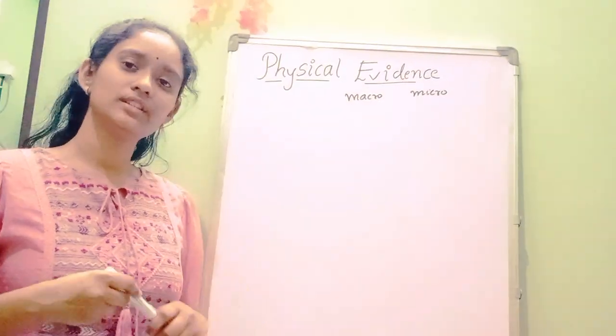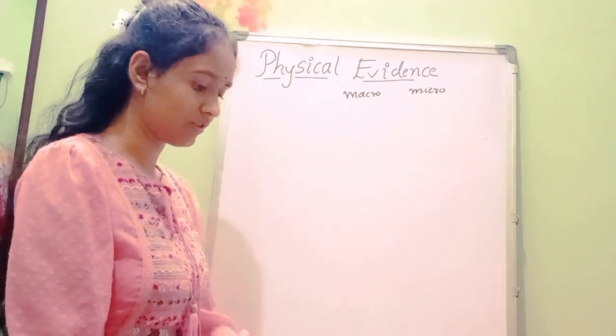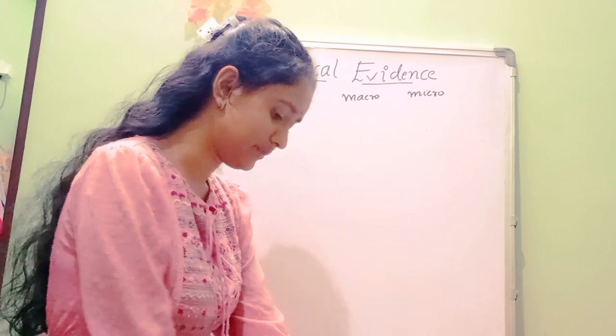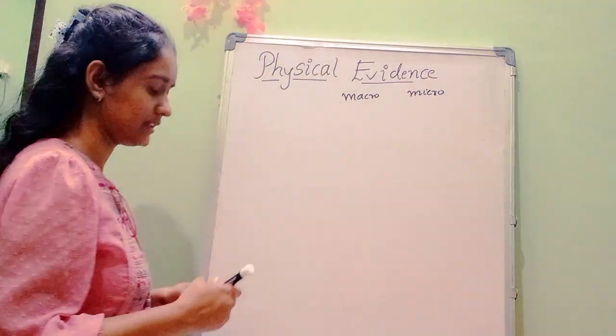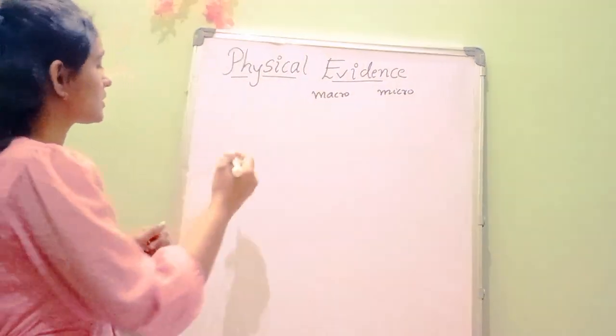Now we are going to see the types of physical evidences. The major types of physical evidences are as follows. We have different types of physical evidences. The first one is blood.